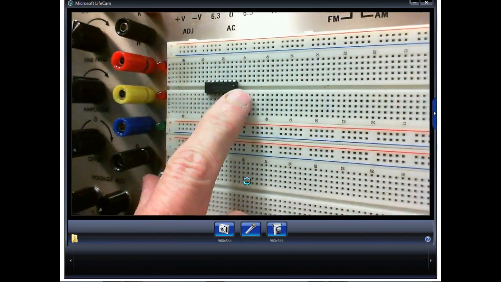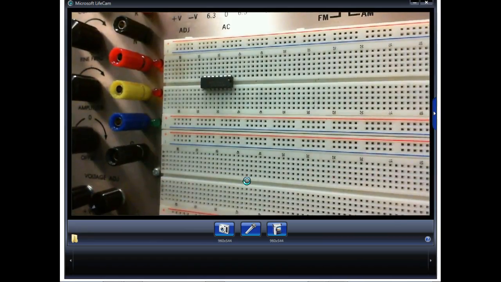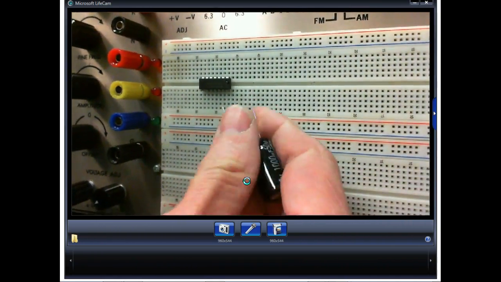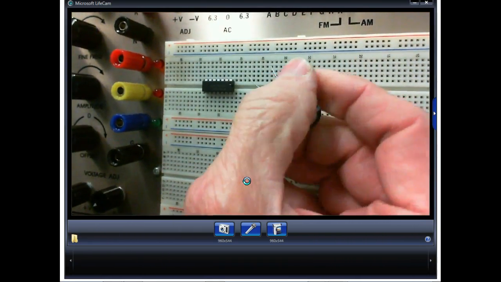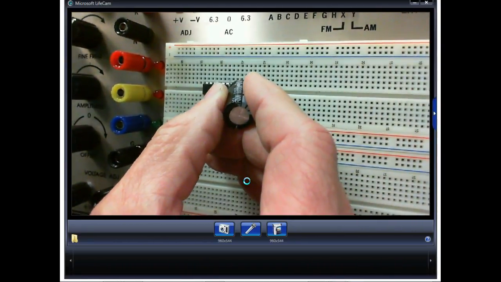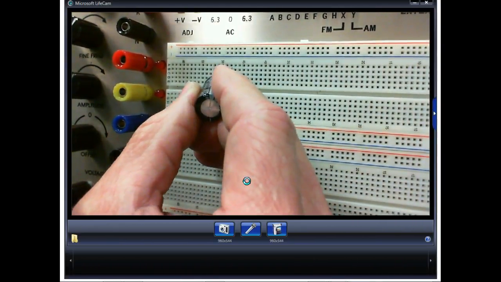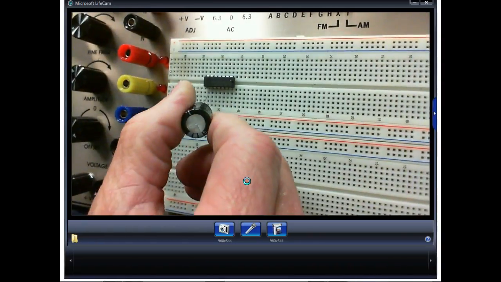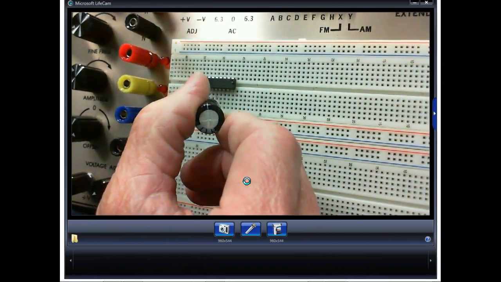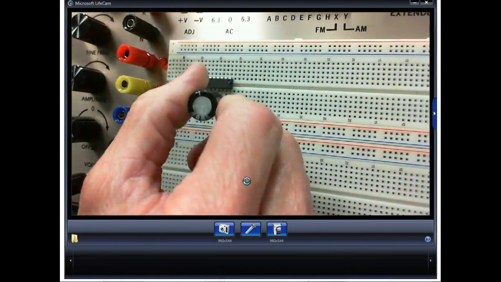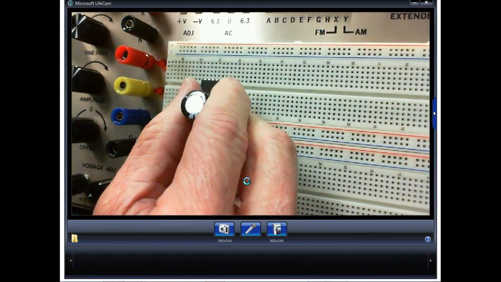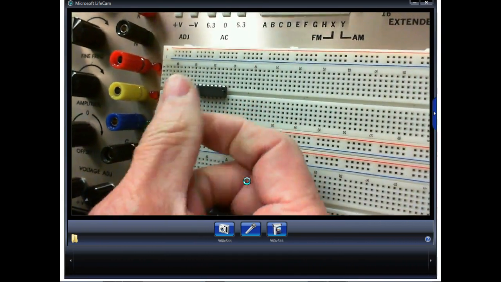Y'all can't see it. So pin 1 would be right here, right? So we find the notch. This would be pin 1, right? This would go 1, 2, 3, 4, 5, 6, 7. Then over here would be what? 8, 9, 10, 11, 12, 13, 14. Y'all understand that? Yes or no?